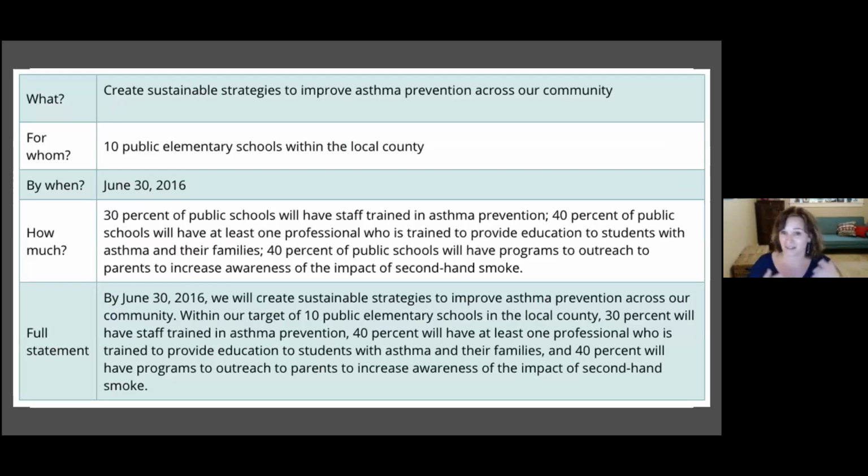So in this example, talking about the same issue, childhood asthma, we've clearly identified what: we want to create some sustainable strategies for improving asthma prevention. For whom? Not the world at large. We're going to start with 10 elementary schools in the county. By when? This was going to get done by June of 2016. By how much? 30% of the schools are going to have staff trained. 40% are going to have a professional who's trained to provide education to students and families. And then 40% are going to have programs for outreach to parents around the impact of secondhand smoke.